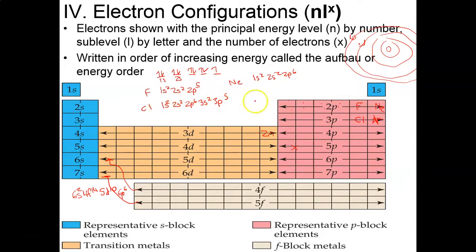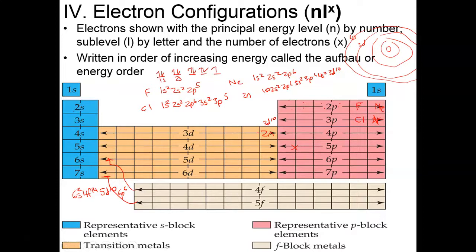And then your last one, your zinc. My stop sign is going to be 3d10 because that's what it is. It's 1, 2, 3, 4, 5, 6, 7, all the way to 10. That's where I stop. So I'm going to keep on going from left to right until I get to my stop sign. So I'm going to go 1s2, 2s2, 2p6, 3s2, 3p6. All I'm doing is just following the periodic table left to right. Then comes 4s2 and 3d10. And there's your electron configuration.